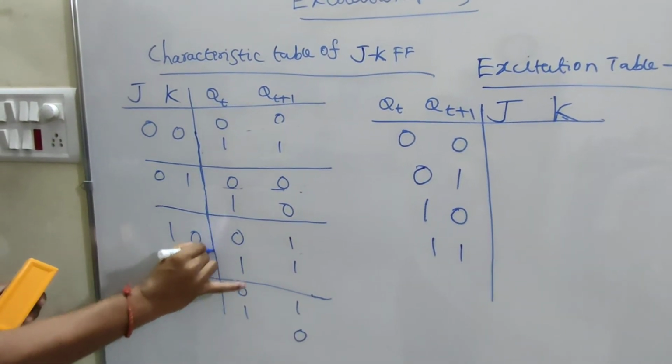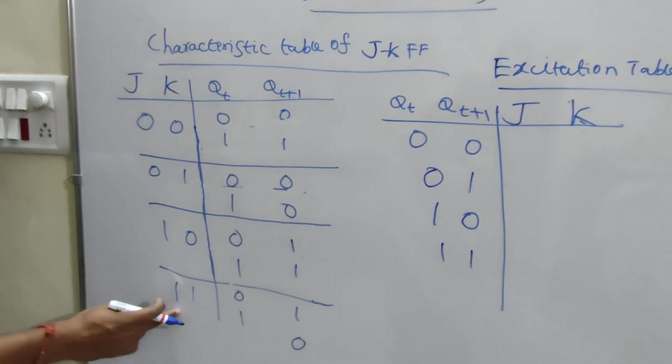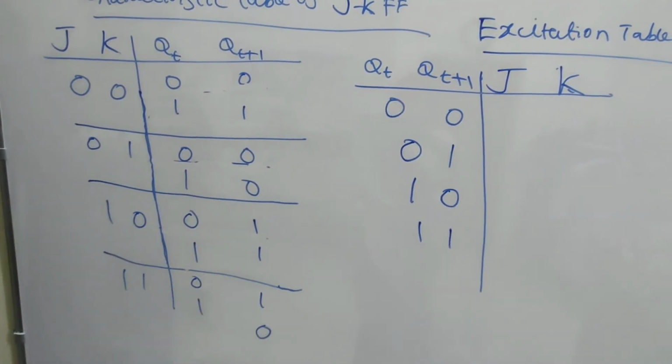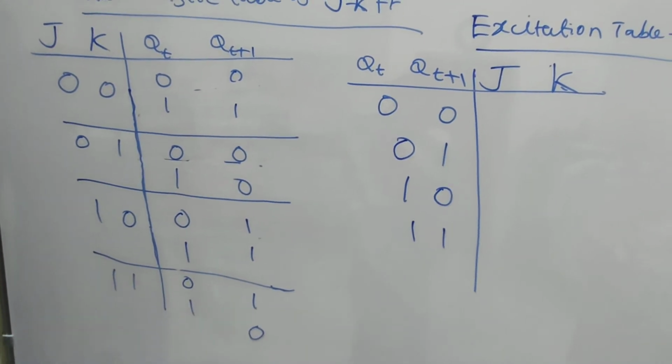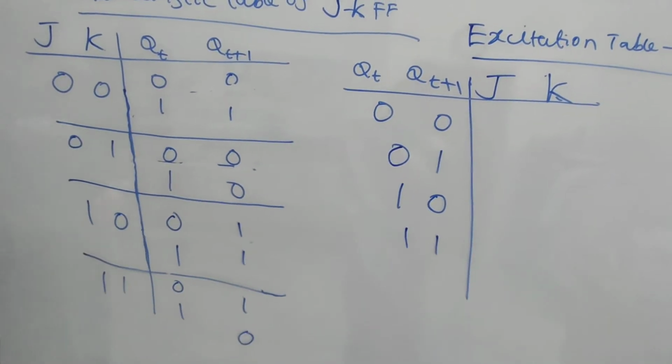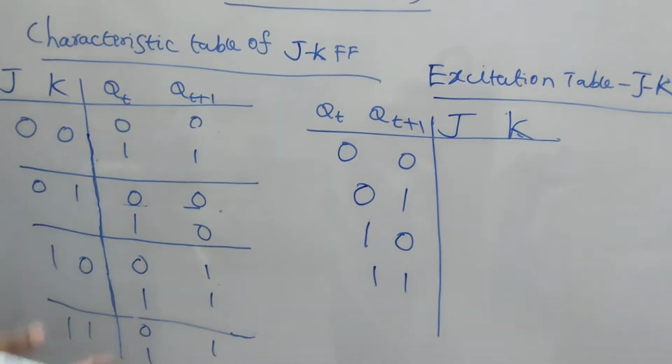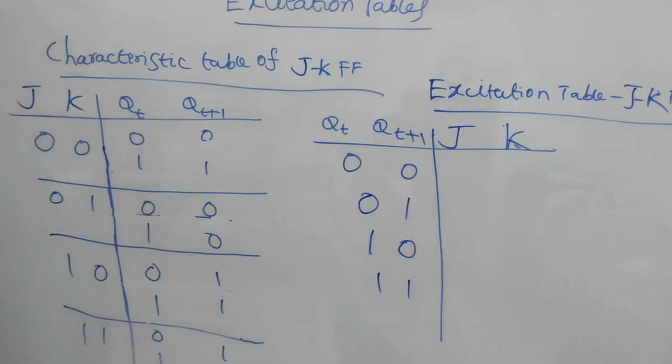So I have made only one change: when the input is 1, 1, the present and the next state would be 1, 0, that represents the toggle state. Okay, now we are going to find the excitation table using this characteristic table.